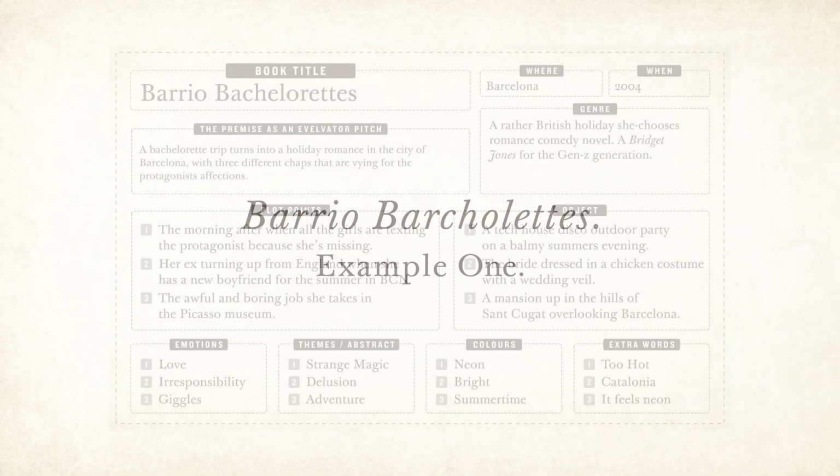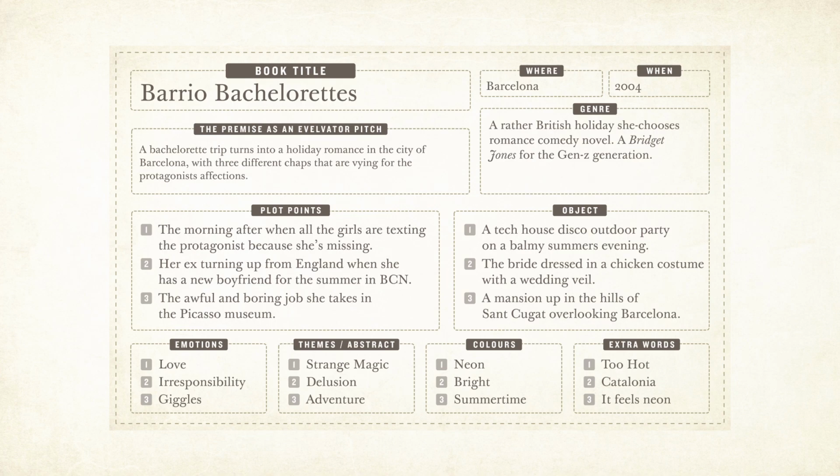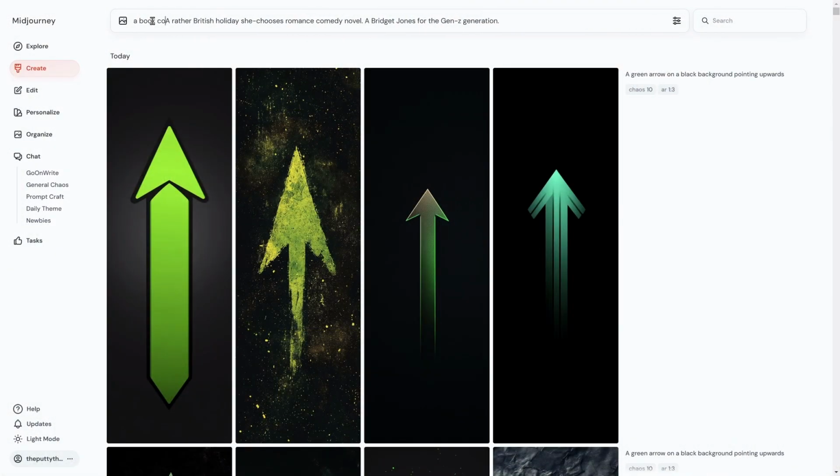Example 1. Let's try something really simple with our genre, a rather British holiday romance comedy novel, a Bridget Jones for the Gen Z generation, and go to MidJourney and see what happens if we just add a book cover illustration 4 to the start of the prompt and add Barcelona to the end and run it a few times.